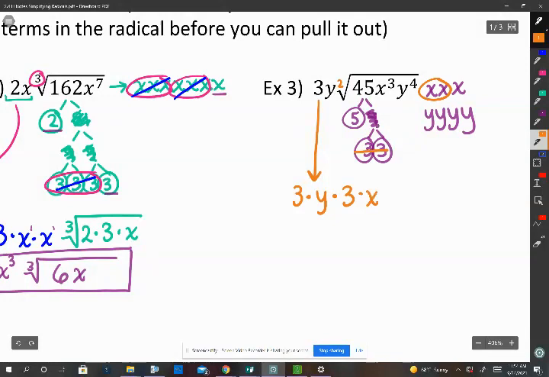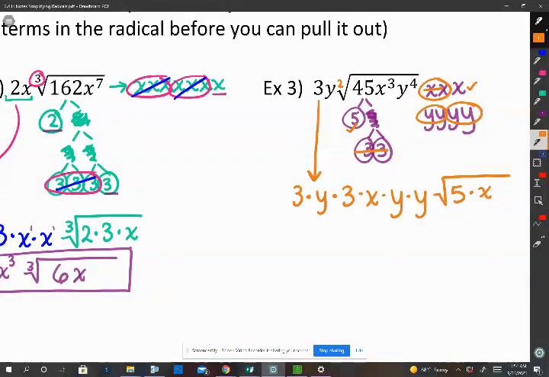I'm going to write it down. I have a group of y's. I'm going to write it down. And another group of y's. I'm going to write it down. And then what's left over underneath the square root is a 5, which is here, and an x, which is here. Okay, there's nothing else left over.